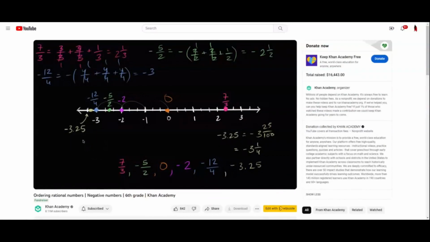So we wanted the numbers ordered from least to greatest. Well, we've done that. The least is negative 3.25, then negative 12/4, then negative 5/2, then negative 2, then 0, then 7/3. And we are done.